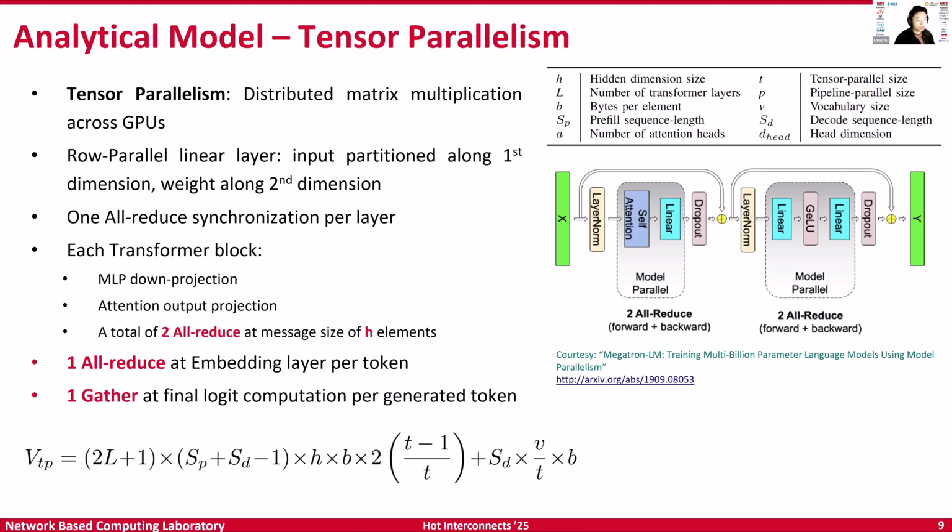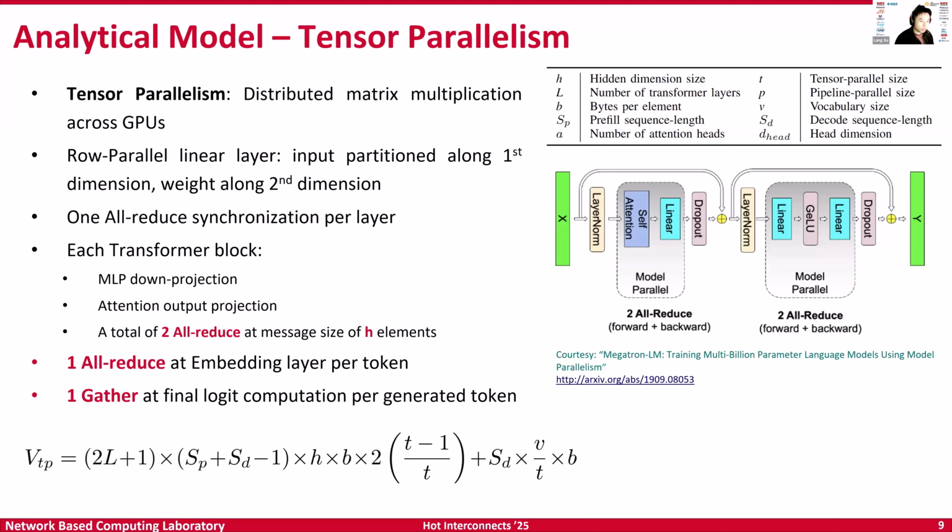For each transformer block, there will be two all-reduces for forward and backward for attention output projection. There will be two all-reduces for MLP down projections. And for inference, we don't only care about forward pass, so we'll cut that by half. There will be a total of two all-reduces at the message size of hidden dimension size elements during each transformer block during inference.